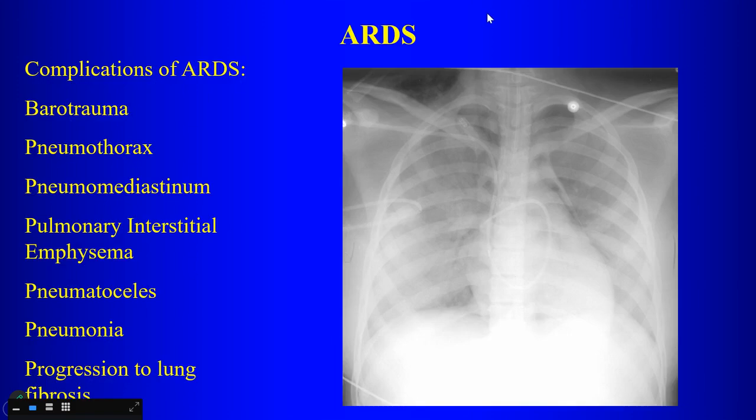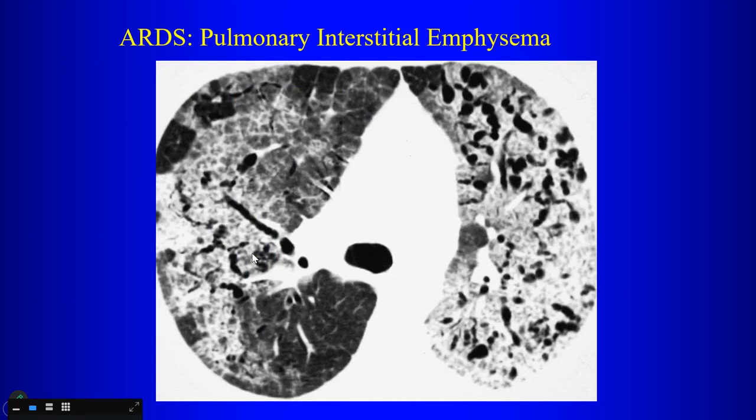Now, of the many complications of ARDS, the most severe might be barotrauma. And there's a complication that's illustrated on the chest radiograph there. What is it? Pneumomediastinum, yeah. This patient has pneumomediastinum, but it's also tracking up into the neck. Because they require high pressures to ventilate the lungs, barotrauma is a very common complication. So those are pneumothorax, pneumomediastinum, pulmonary interstitial emphysema, and pneumatoceles. And then, of course, they can have superinfection, pneumonias, and progression to lung fibrosis from ARDS.